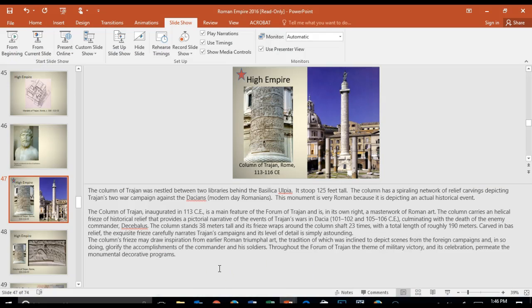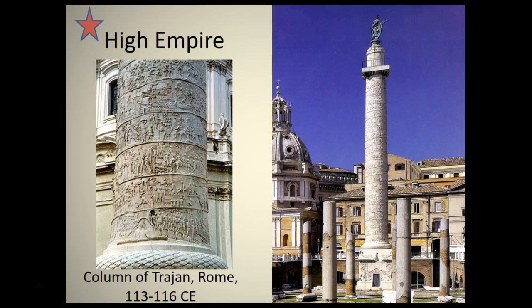With this column of Trajan, it's the same idea, but in a different form. So instead of an archway with these relief carvings, Trajan is taking a column and incorporating these relief narratives to represent his accomplishments as a military leader.